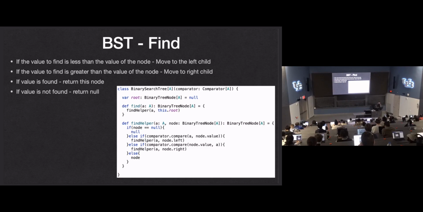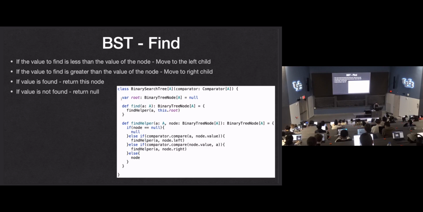All right, let's find things. We're going to do find first and then insert. So if I want to find a value in a binary search tree, I'm going to take advantage of the property of left less, right greater than. I'm going to take advantage of that property to be able to quickly find whatever I'm looking for.